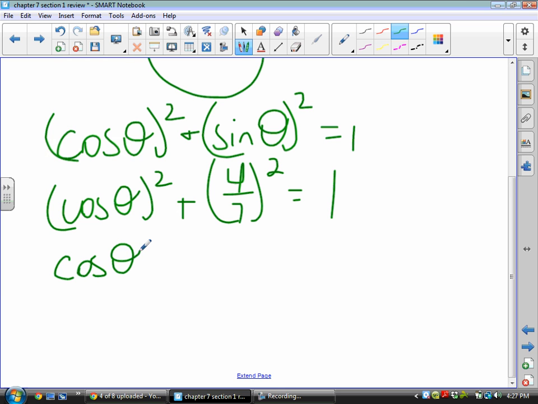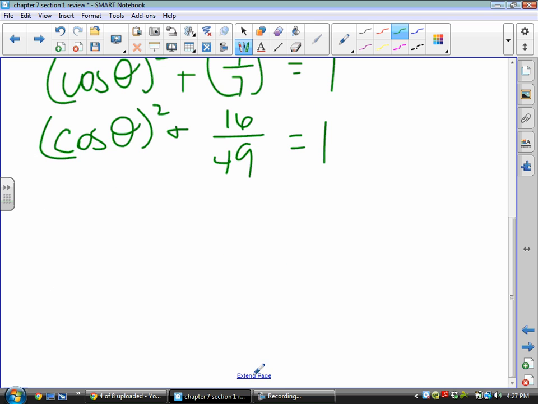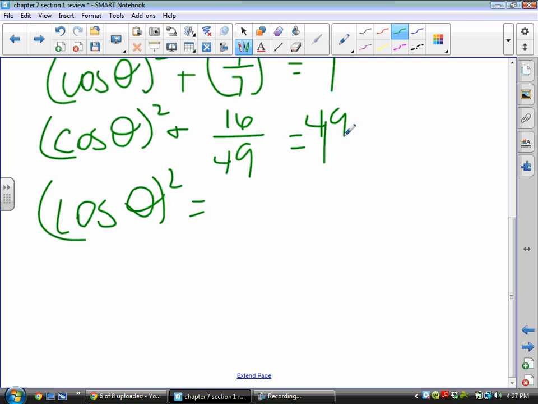Cosine of the angle squared plus 4 squared is 16, 7 squared is 49, equals 1. Continuing to solve for cosine of the angle, I'm going to subtract. I'm going to take 1 minus 16 49ths. This is really 49 49ths. So if I subtract that, I'm going to end up having 33 49ths.